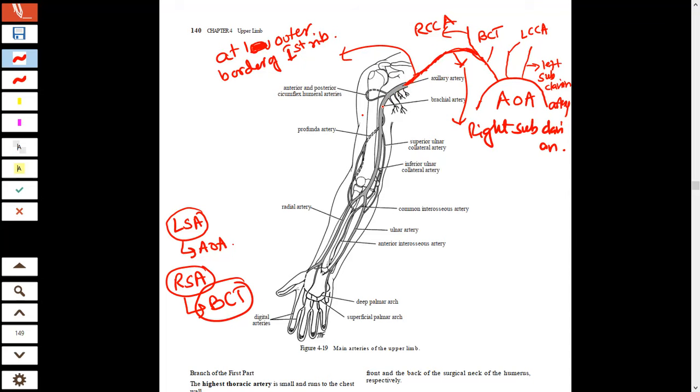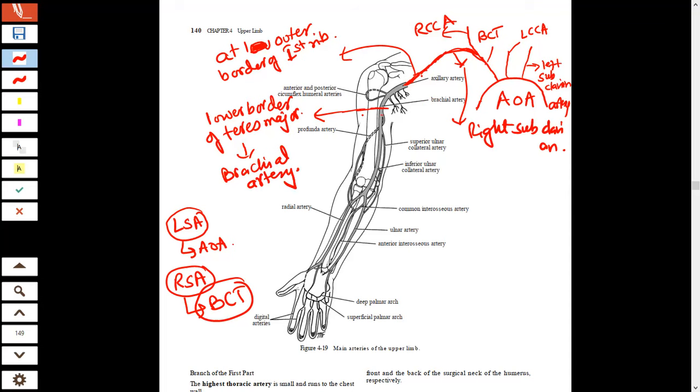Now this axillary artery will go downward. And when it goes downward, see here, at the lower border of the teres major muscle, it will become your brachial artery. Okay, so this is the next MCQ which you must remember.